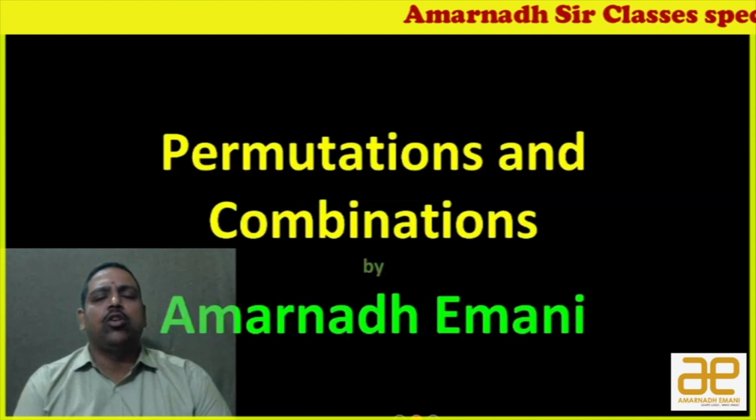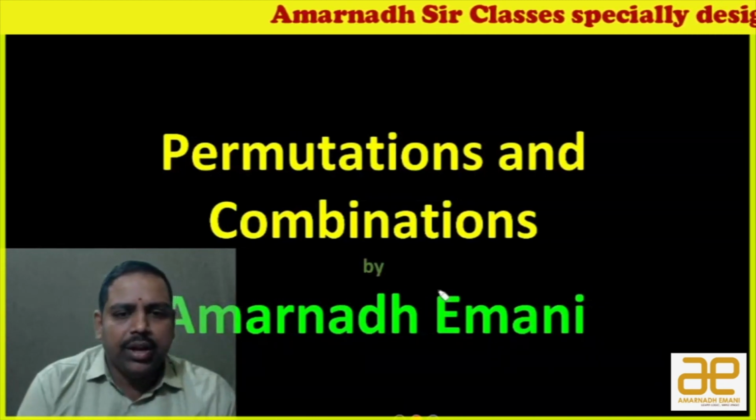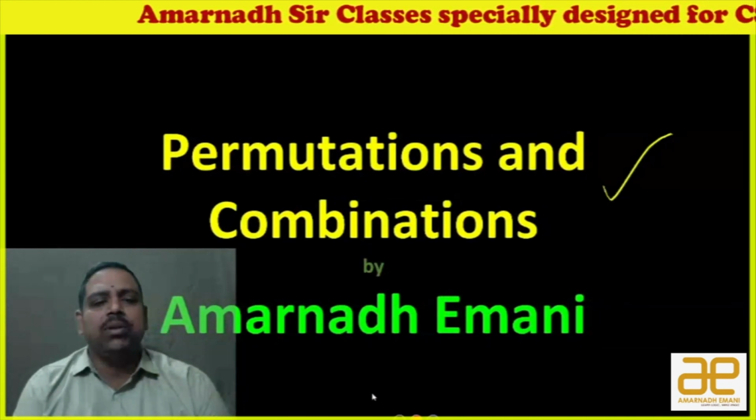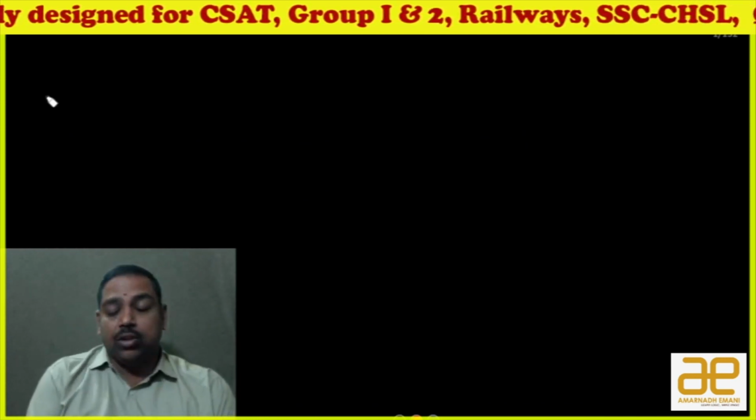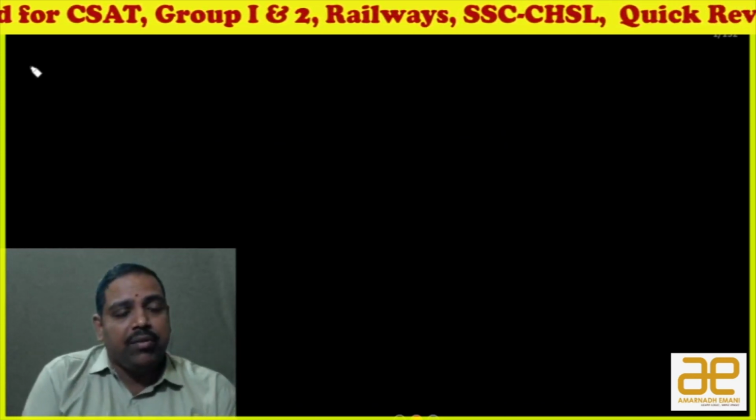Today we are going to start the topic called permutations and combinations. Before starting permutations and combinations, we should be perfect in the area called n factorial, nPr and nCr, these three areas. Let us discuss n factorial, nPr, nCr one by one.